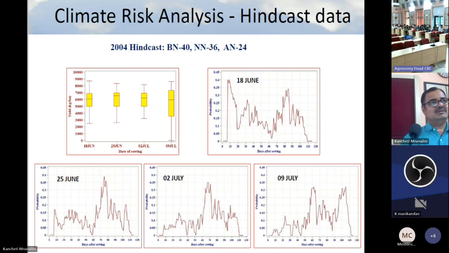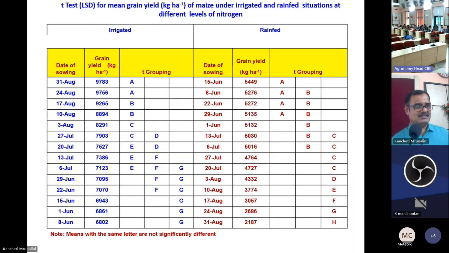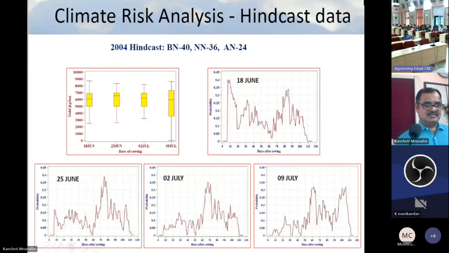Some farmers may not face the risk, so they always want good yields without any risk. Under those situations, they have to select this date. Some farmers say, even though risk is there, sir, we have an irrigation facility, so we will go for the 18th June sown crop. Understood? So like this, we have to address the risks. Just now I have shown for different dates how to identify the risk.